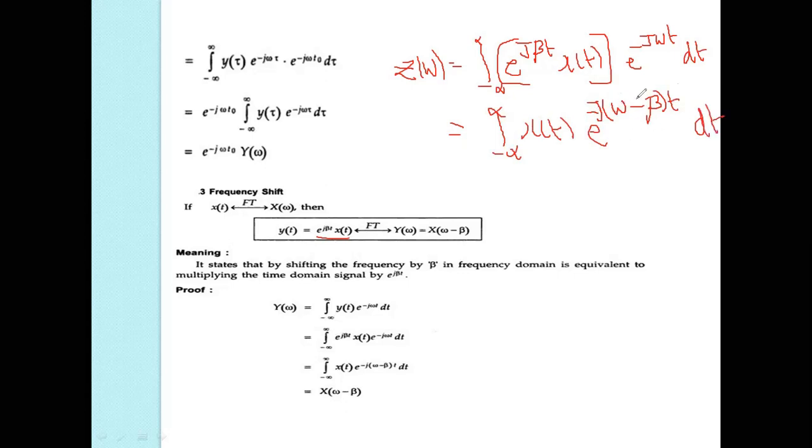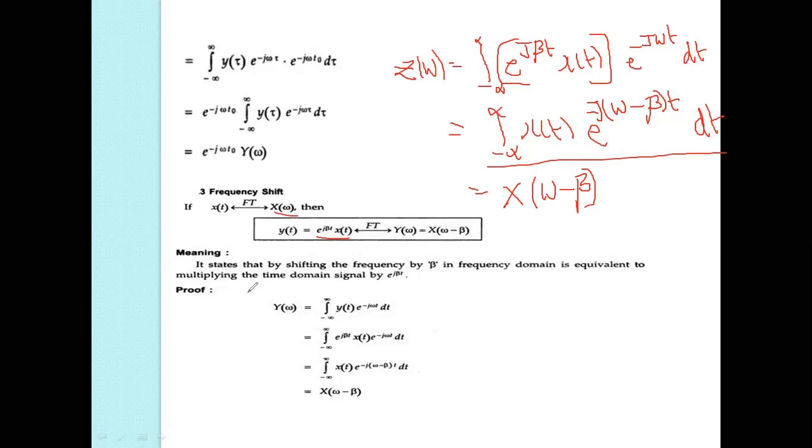So see the e power minus j omega t, and e power minus into minus is a plus, e power j beta t. Observe that this equation is the same as the definition of the Fourier transform, but instead of omega, it is omega minus beta. So the frequency is X of omega minus beta. The Fourier transform of x of t is X of omega. Thus when x of t is multiplied with the positive exponential e power j beta t, a shift occurs in the frequency by beta.